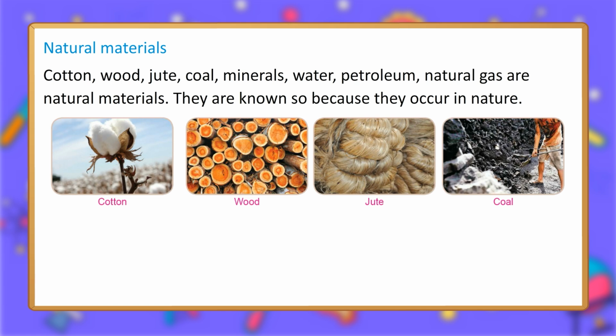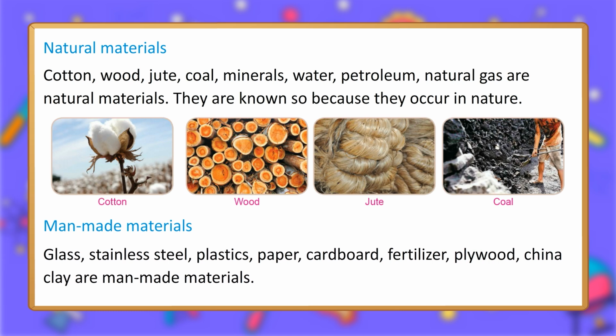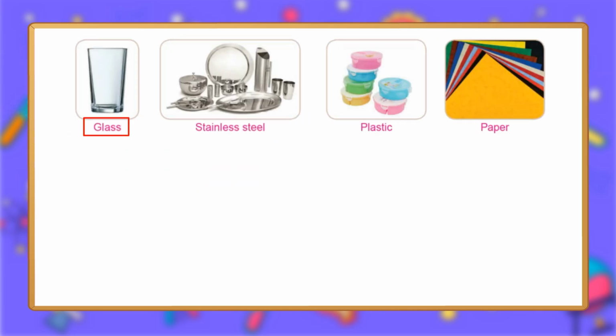Natural materials: cotton, wood, jute, coal, minerals, water, petroleum, natural gas are natural materials. They are known so because they occur in nature. Man-made materials: glass, stainless steel, plastics, paper, cardboard, fertilizer, plywood, china, clay are man-made materials.